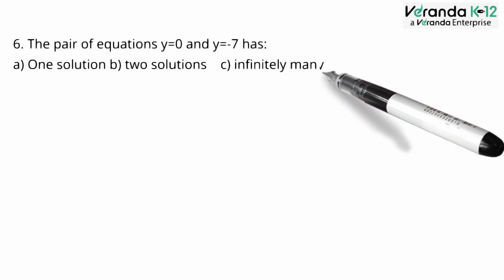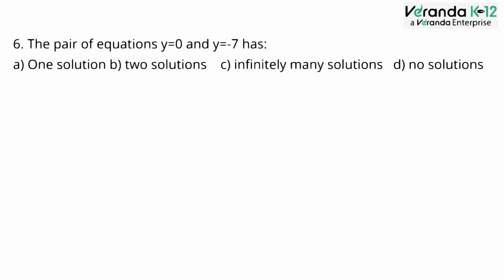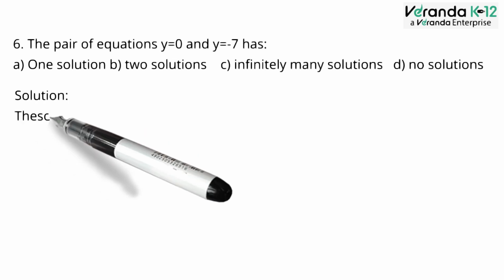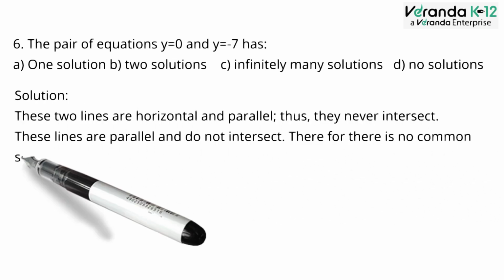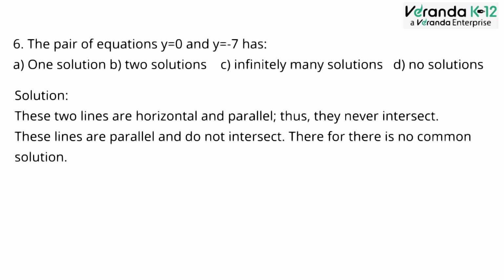The sixth question, the pair of equations y is equal to 0 and y is equal to minus 7 has one solution, two solutions, infinitely many solutions or no solutions. So we look at these two equations. These two lines will give us horizontal, parallel lines in the graph sheet. They never intersect. Therefore, there is no common solution. The correct answer is option D, no solutions.